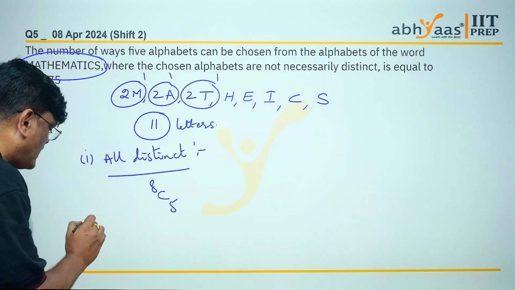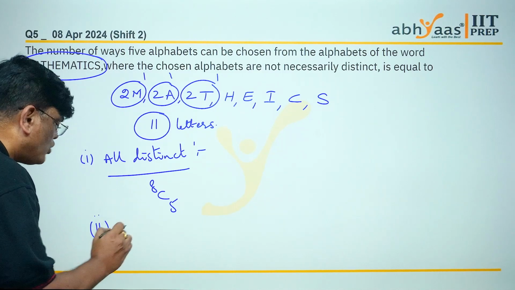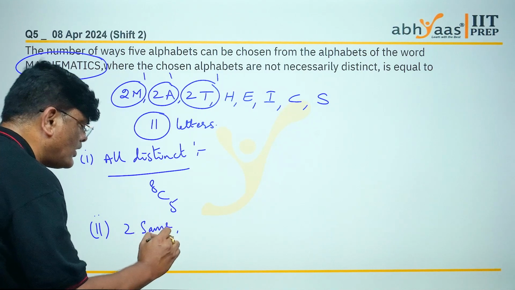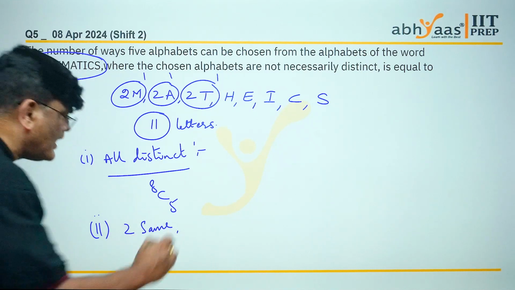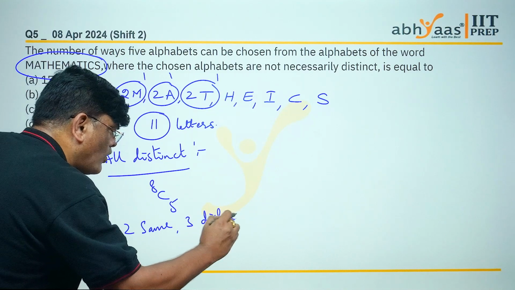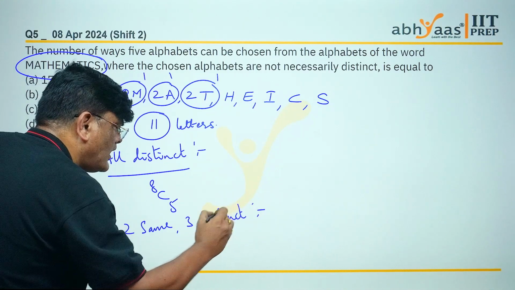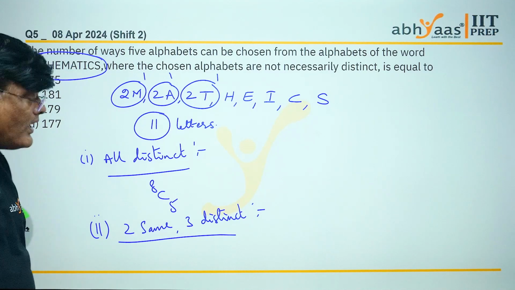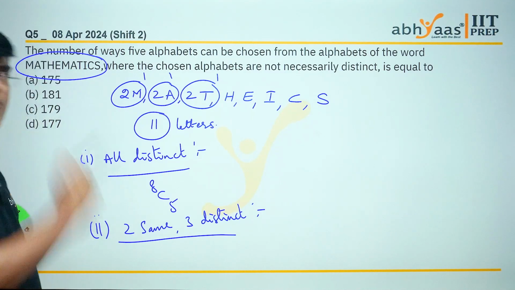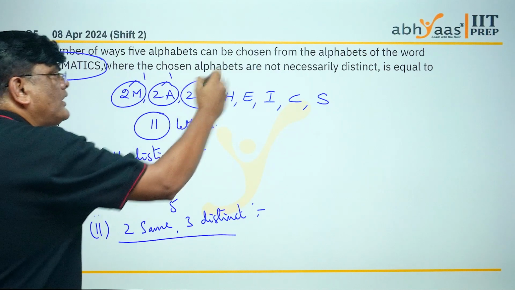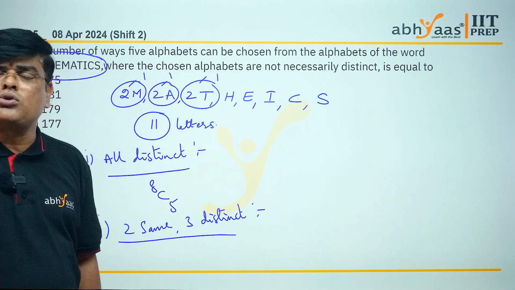Next I am taking the second case: 2 same letters, that means identical letters, and three distinct letters. Okay, students, two same and three distinct. Now we'll see in this case how many ways we get. Two same means, there are three groups, these are three, each contains two same letters.